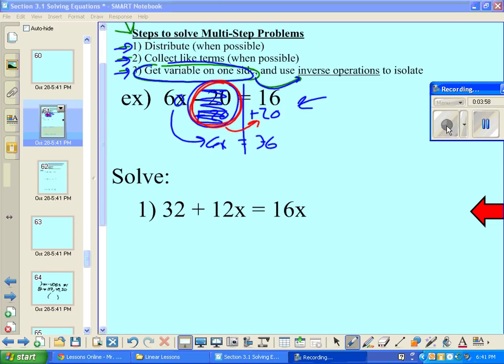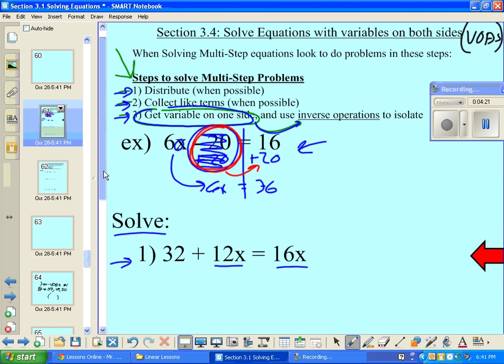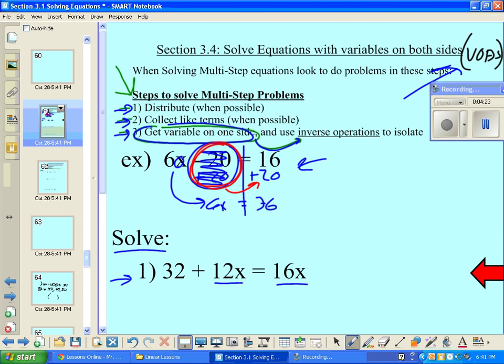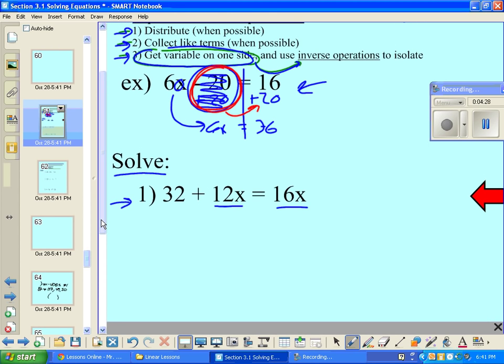So here's the first example today that incorporates this section 3.4. And again, if you look at it, it looks a little different than the problems we've seen in the past. Directions say solve. Again, that means find out what x is. So we're going to have to somehow get x by itself on one side and the answer on the other. Well, it says 32 plus 12x equals 16x. So you can notice right away, I have x's on both sides of the problem. That's how I know I'm dealing with a problem in this section, a VOBs problem, as I talked about it: Variable on both sides of the problem. Okay. That's why I call these VOBs problems.